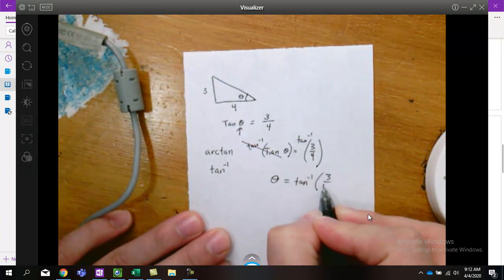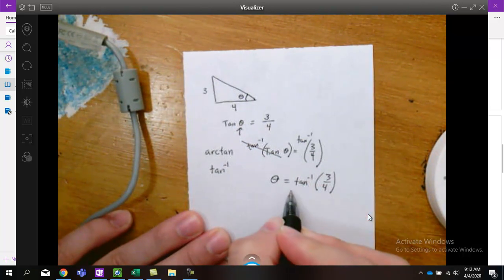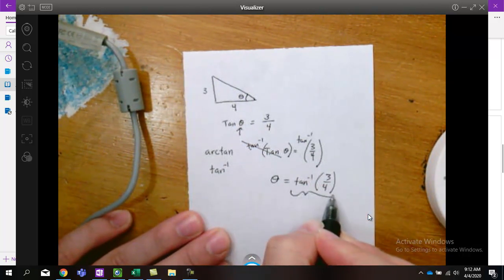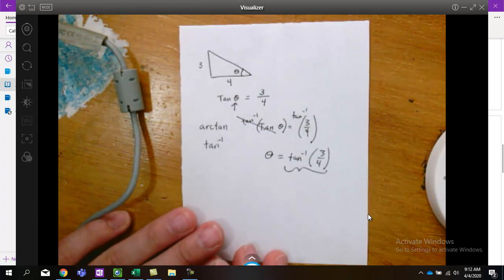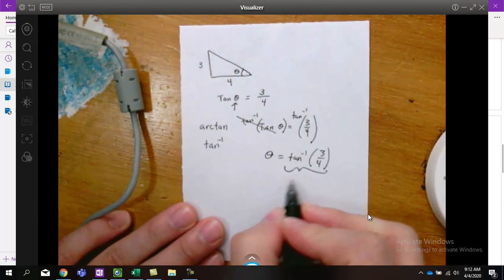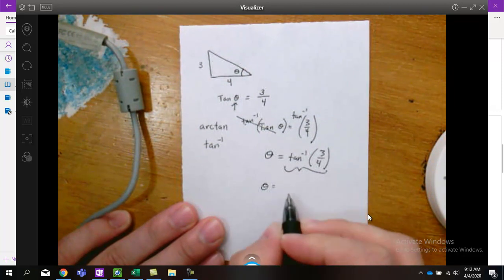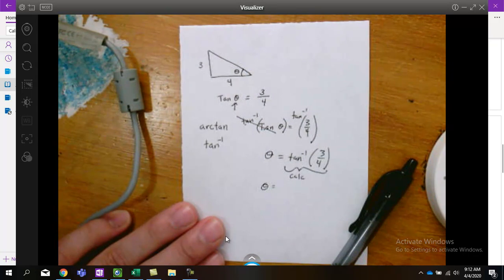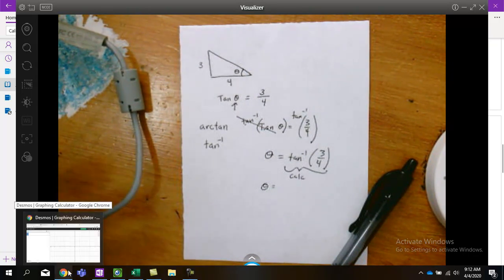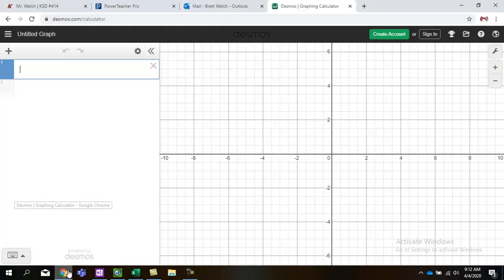of 3/4. Now, tangent inverse 3/4, that's what used to have to be memorized or written on a big table full of hundreds of values. Anymore, we're going to use our calculator to do that. Now, I'm going to show you how to use the Desmos calculator because that's one that I think everybody will have at home. Biggest thing is to make sure your mode is correct.